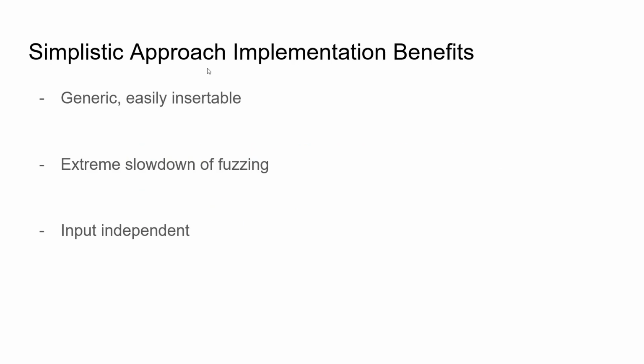The benefits to implementing this simplistic approach are that it's super generic, it's easily insertable, and there's an extreme slowdown of fuzzing. Of course, this is dependent on how many times you're calling sleep and how many times your loop is looping. It's input independent too, so this could work on a JSON file, it could work on a text file, it could work on anything.